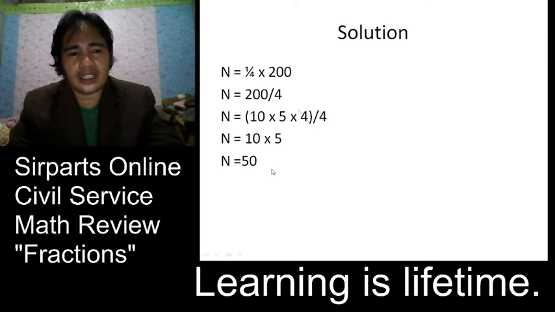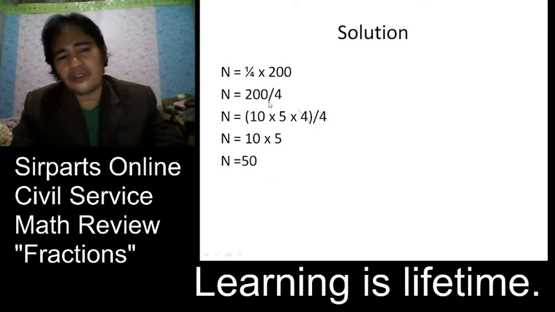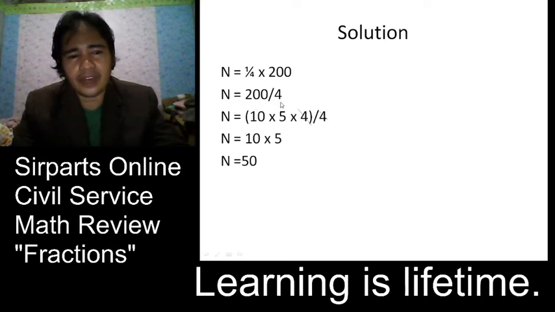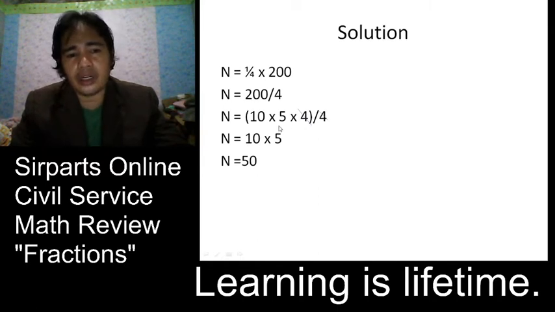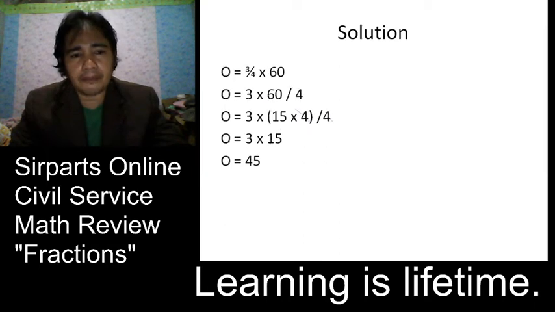Okay, so that's the technique. But if you divide this directly, 200 divided by 4, you can still get 50. But in this way, you can have an ease of computation. Okay, I hope you will do that. Okay, next problem, we have the solution.